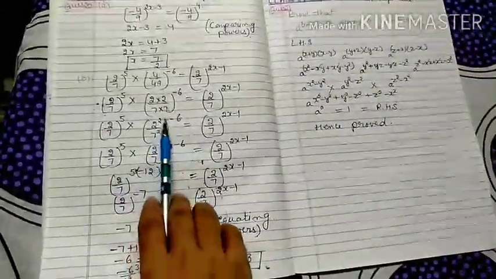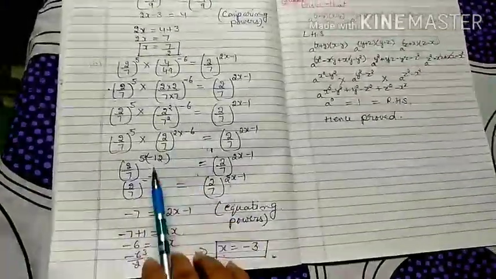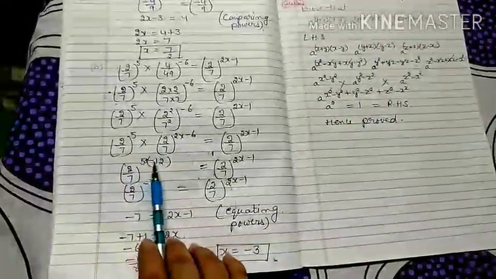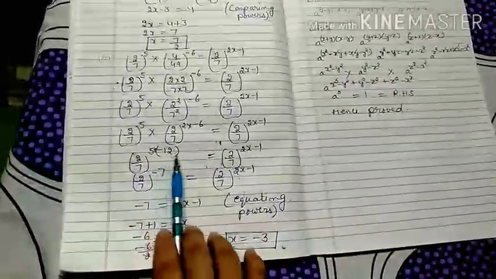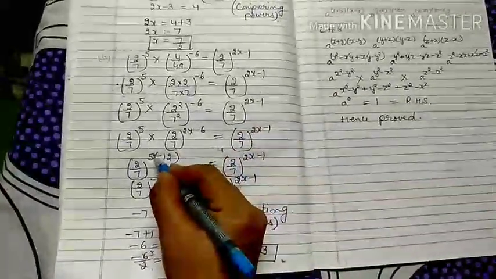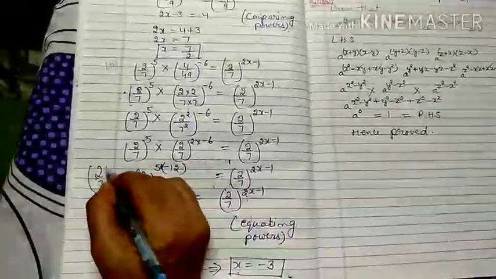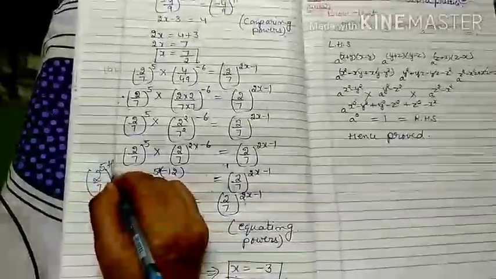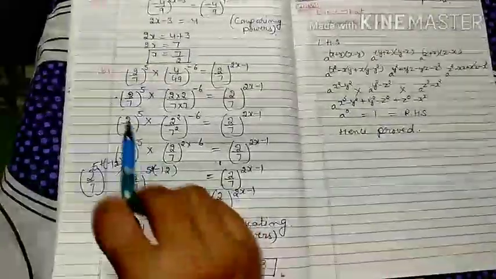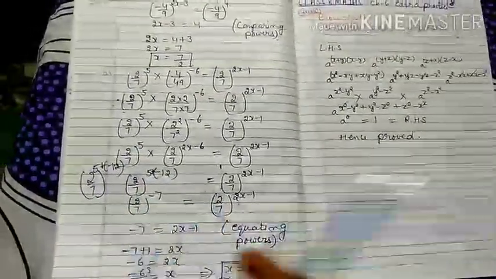So here 2 square, 7 square, the common power is 2, multiplied with the outer power. 2 into minus 6 gives me minus 12. Now the base is the same, so the powers are added. So 5 plus minus 12. Actually this is a plus sign between them and it is in the power. This is 2 by 7, 5 plus minus 12, because if the base is the same, the power is added.